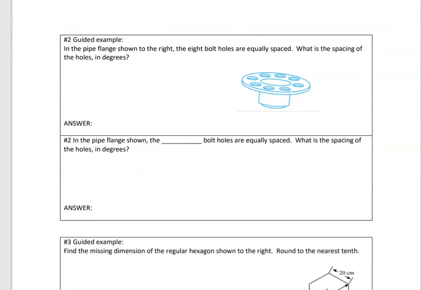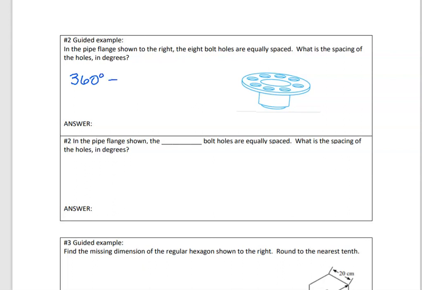Okay, in the pipe flange shown to the right, the 8 bolt holes are equally spaced. What is the spacing of the holes in degrees? Well, here's what we know. We know that a circle has 360 degrees. And if we are spacing something equally, we would want to divide by 8 to get the number of degrees, since they are equally spaced and there are 8 of them. So 360 divided by 8 is going to give me 45 degrees.